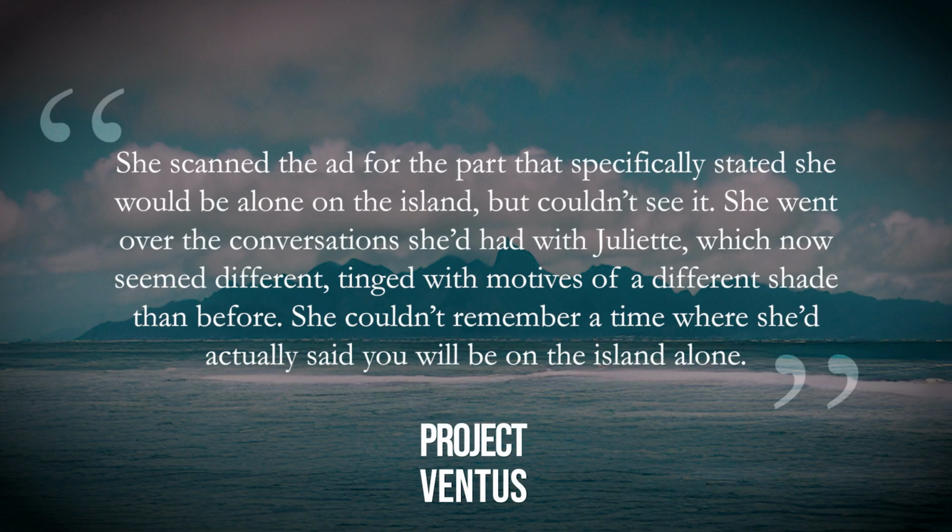Here's an example from the first draft of the book I'm working on right now, Project Ventus. It's not blatant, it's not hugely obvious, but once you notice, you notice. She scanned the ad for the part that specifically stated she'd be alone on the island but couldn't see it. She went over the conversation she'd had with Juliet, which now seemed different, tinged with motives of a different shade than before. She couldn't remember a time when she'd actually said, "You'll be on the island alone." It's not egregious, but there's 3 sentences in that passage, and they all begin with she.